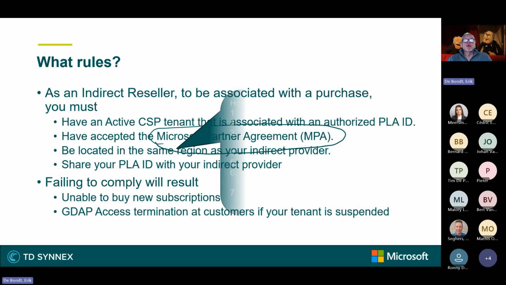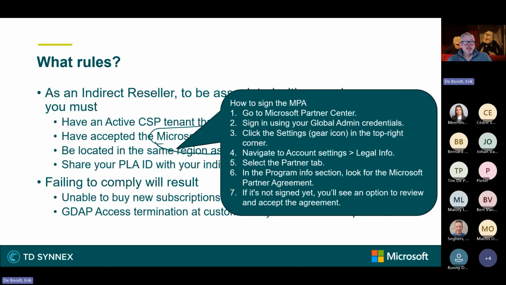The MPA, Microsoft Partner Agreement: verify this. How do you do that? Go to Microsoft Partner Center, sign in with your global admin account, click settings on the gear icon on top. Navigate to account settings, legal information, select the partner tab. In the program info section, look for the partner agreement. If it's not signed, you will be able to sign it. If it's signed, it will say it's signed. Easy as that. Have a look at it, check it. If it's signed, fine. If not, please do so because you will need to have it signed anyway.